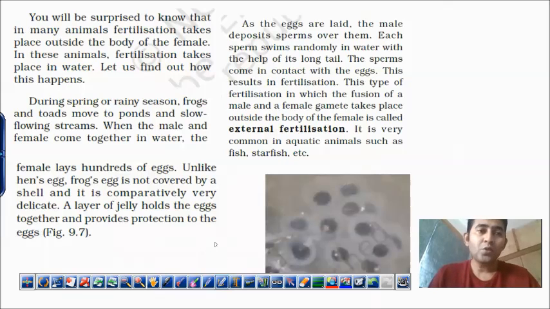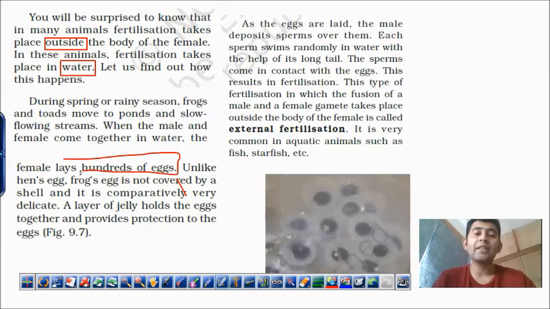You will be surprised to know that in many animals fertilization takes place outside. मैंने अभी बताया frogs में external fertilization. Outside कहाँ? Water. Water is a medium necessary for fertilization. During spring or rainy season, frogs and toads move to the ponds and slow flowing streams. When the male and female come together in water, the female lays hundreds of eggs. बारिश के मौसम में पानी के अंदर फीमेल lays hundreds of eggs.